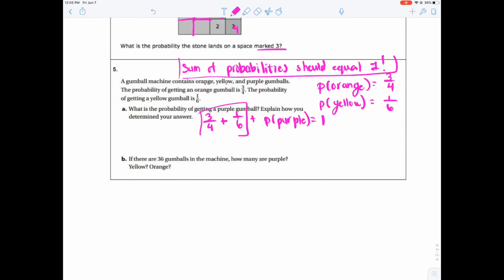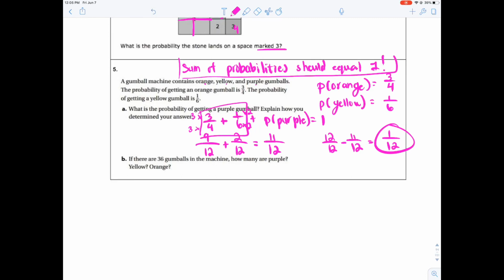What I would do is add these two probabilities together. Let's find a common denominator of 12. I'm going to multiply 3/4 by 3/3, so I get 9/12. Then I can multiply 1/6 by 2, and I get 2/12. So I have 11 out of 12, which is orange and yellow. How many does that leave for purple? Well, 12 out of 12, which is 1, minus 11 out of 12 leaves us 1/12 for purple. So the probability of purple is 1 out of 12.